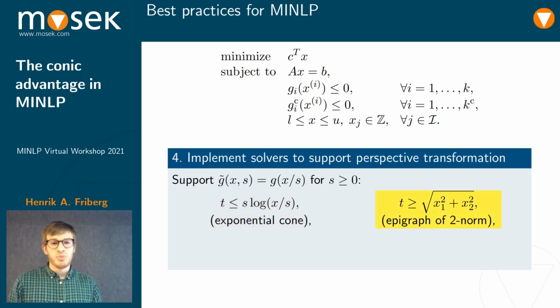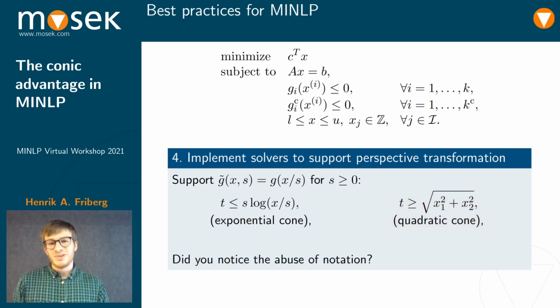If we do it to the epigraph of the 2 norm, we would see that the scaling factor would actually cancel out. It would not be introduced. We can recognize this is already homogeneous, and we can recognize this set as a quadratic cone.